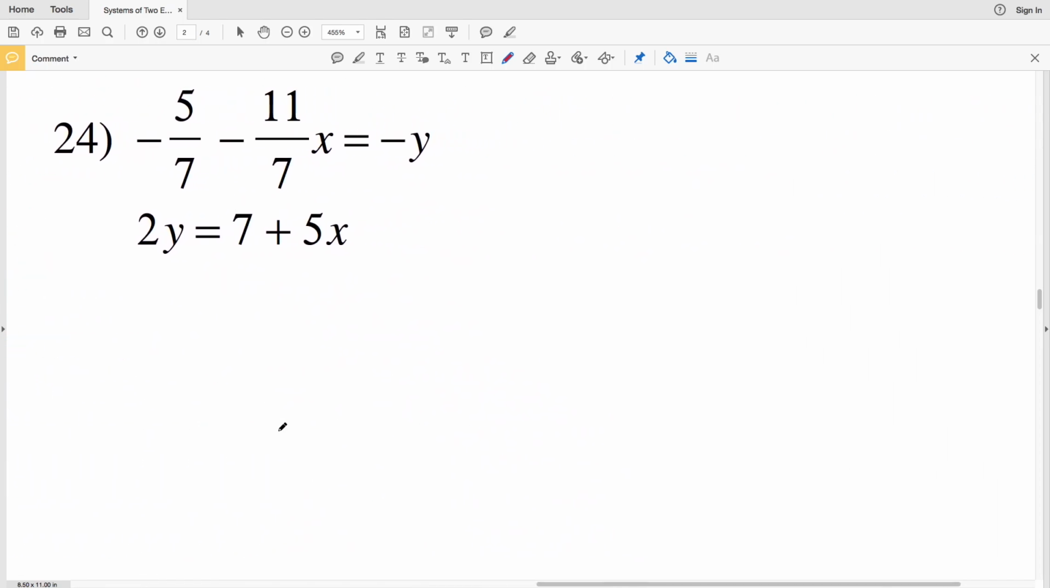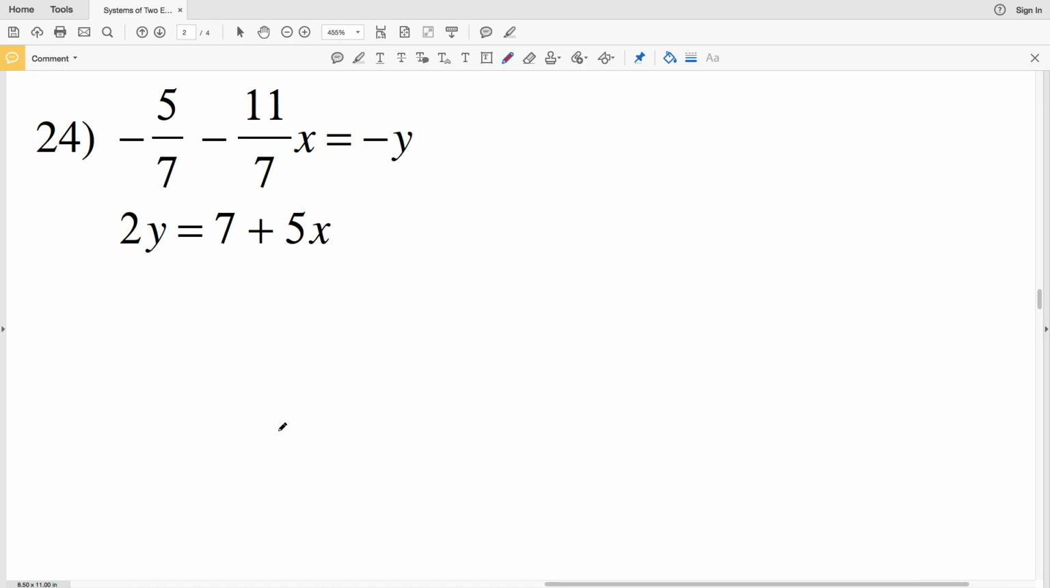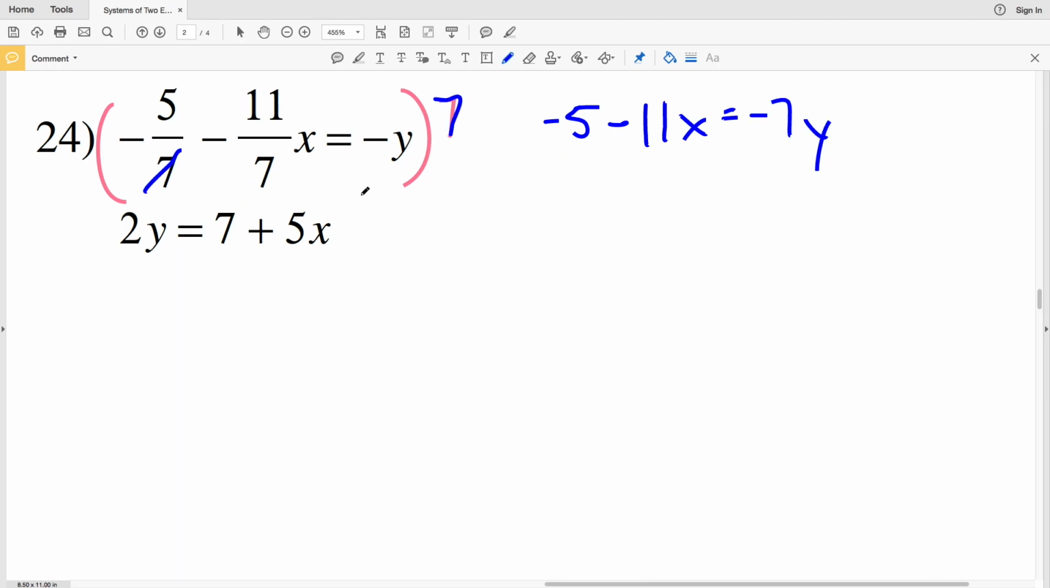Now on to number 24, which is the last problem in this section. I'm going to start by simplifying that top equation by multiplying everything by a positive 7. Doing that will help me cancel out my denominators. So I will have negative 5 minus 11x equal to negative 7y. Because 7 will cancel out both my 7's and my denominators on my left-hand side, and 7 times negative y is negative 7y. And then I'm going to flip this and rewrite it so that it's 7 plus 5x equal to 2y.